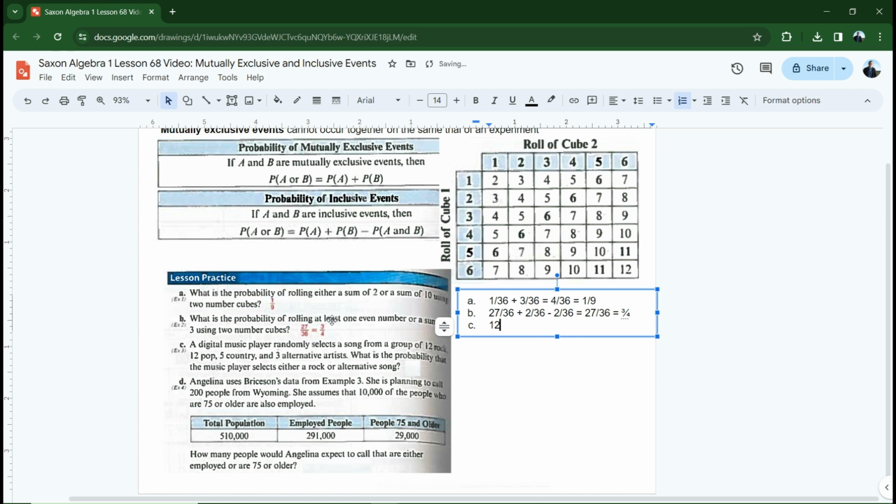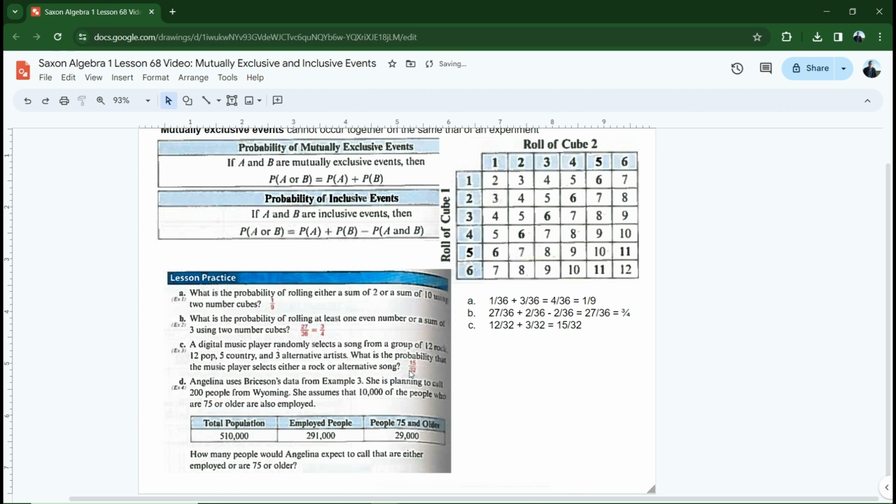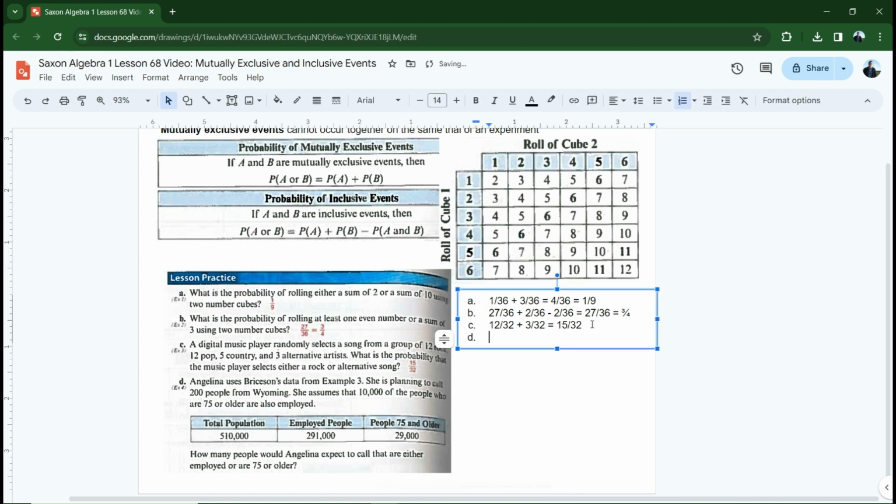It's going to be 12 over, and let me just double check it, 24 plus 8 is 32. 12 over 32, that's the number of rock songs, plus 3 over 32, that's the number of alternative songs. That's going to be a total of 15 over 32. Let's see if that's right. Yes, 15 over 32 is the correct answer.